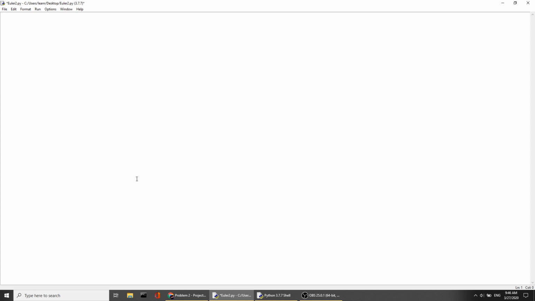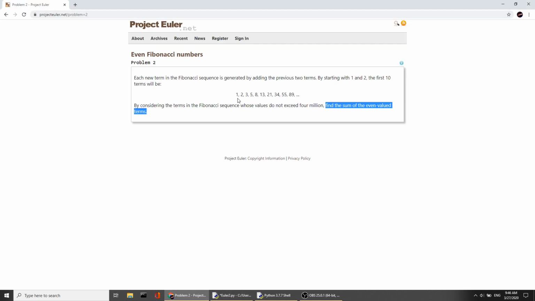We are going to be doing problem 2 on Project Euler. So basically we are using the Fibonacci sequence, and there is a pattern and not a crazy hard to understand maths formula. So we have 1 add 2 equals 3, 2 add 3 equals 5, and so on. And you have to go on until it doesn't go above 4 million, and then find the sum of the even value terms. Well, they mean the sum of the even numbers.